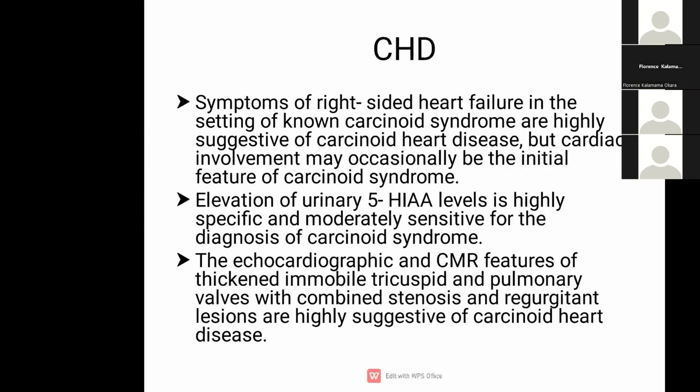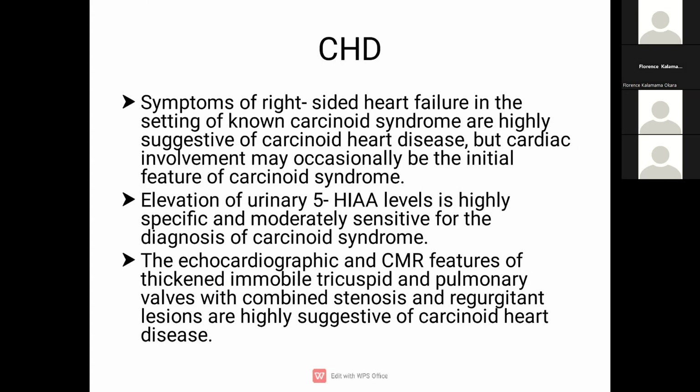How would patients with carcinoid heart disease present? They could present with symptoms of right heart failure: pedal edema, raised jugular venous pressure, and so on. And when you have elevation of the urine 5-HIAA level, it's said to be specific and moderately sensitive for diagnosis of carcinoid syndrome. Then echocardiographic and cardiac magnetic resonance features of thickened immobile tricuspid and pulmonary valves with combined stenosis and regurgitant lesions are highly suggestive of carcinoid heart disease.